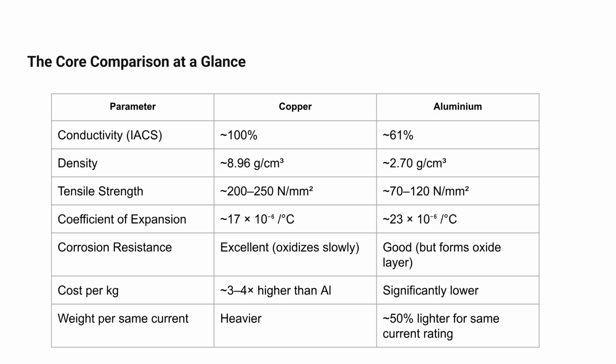At a glance, copper offers 100% IACS conductivity, high density, and excellent corrosion resistance. Aluminum is about 61% conductive, significantly lighter, and costs 3 to 4 times less than copper.